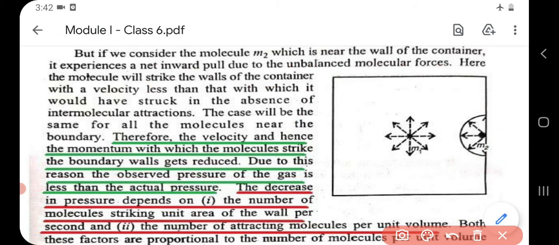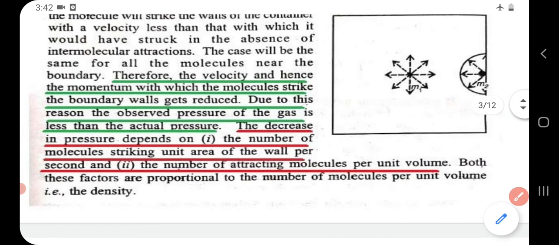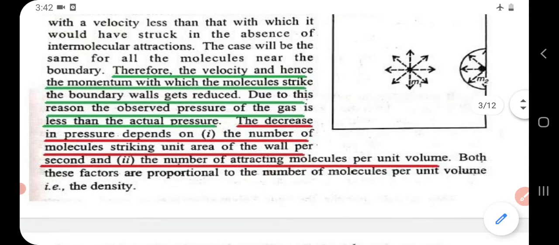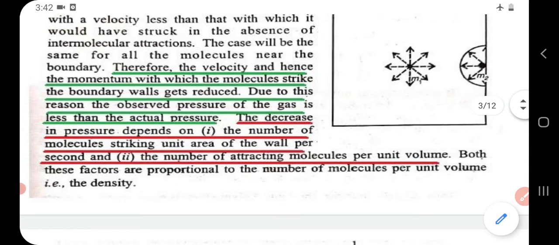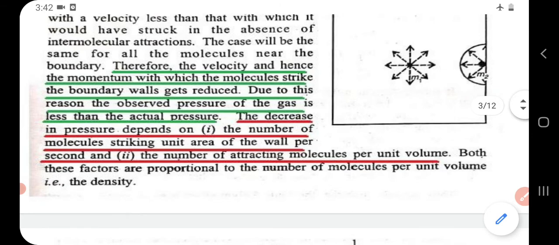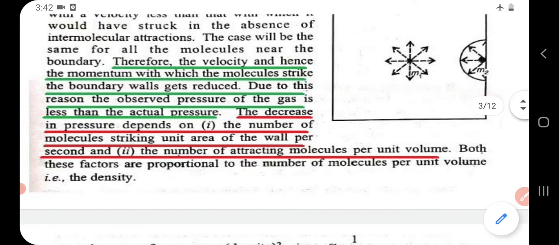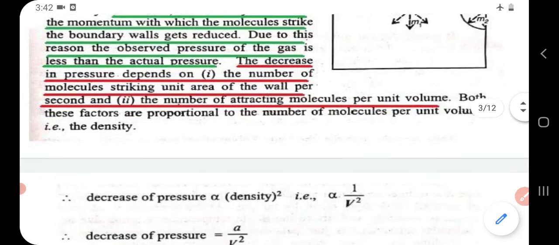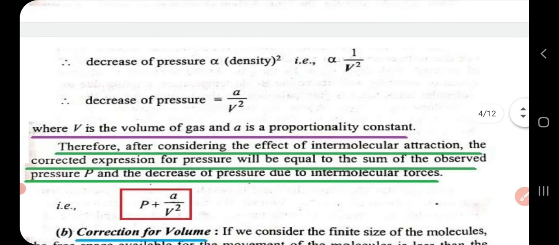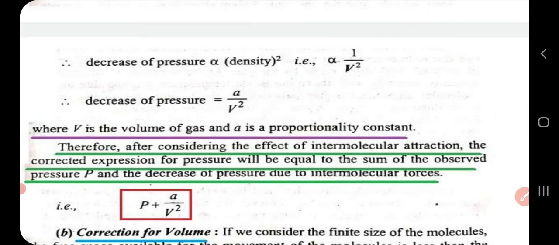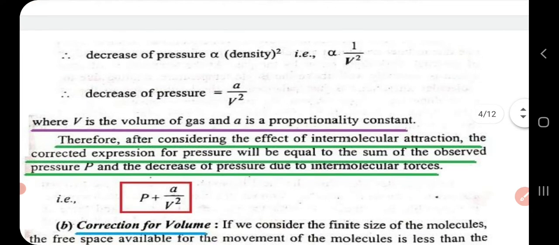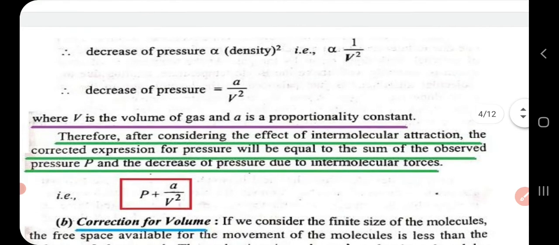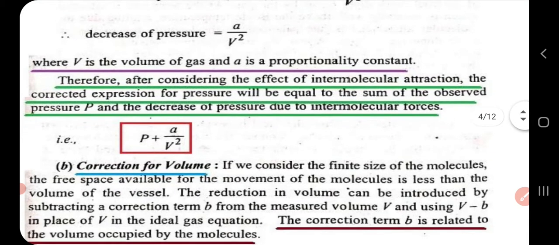Now, this decrease in pressure actually depends on two factors. One is the number of molecules striking unit area of the wall per second, and the other is the number of attracting molecules per unit volume. Both these factors are proportional to density. Density means number of molecules per unit volume. So the decrease of pressure is proportional to density squared, that is, proportional to 1 by V square. So, the decrease of pressure can be written as a by V square, where V is the volume of gas and a is a constant of proportionality.